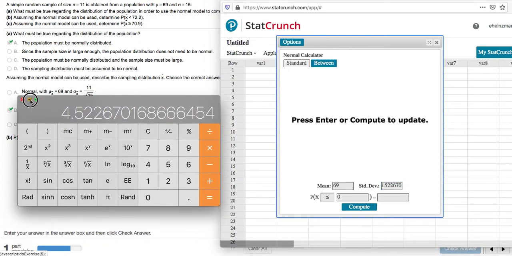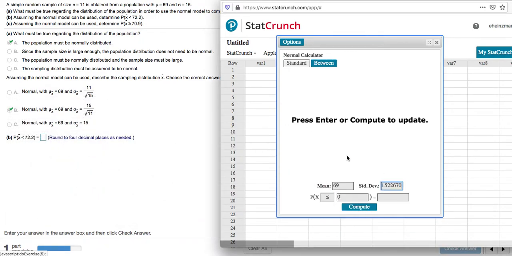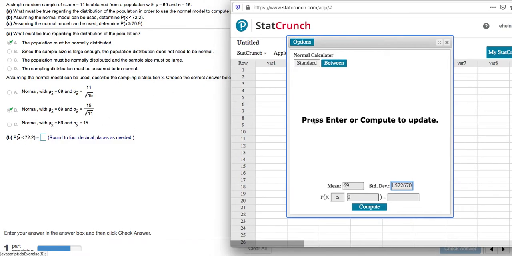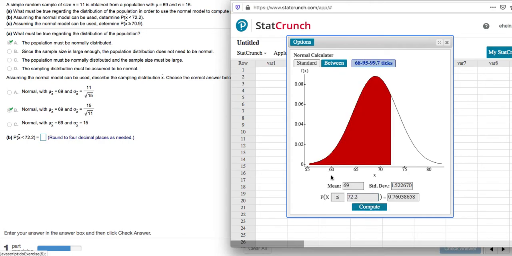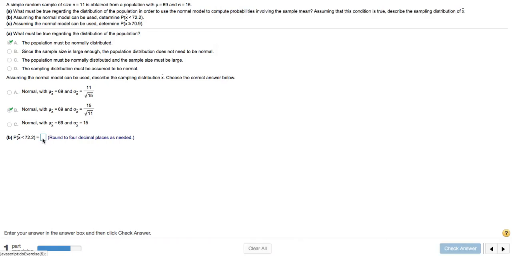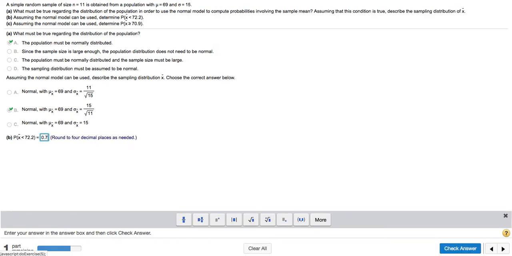And now that we have this, I can get the calculator out of the way. To answer part B, what I want to enter is less than, and put in 72.2. The probability that this happens, if I round to 4 decimal places, is 0.7604. I'll check my answer.